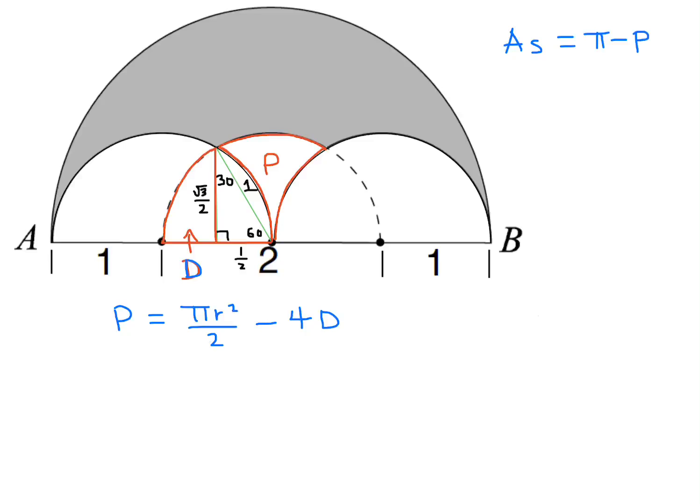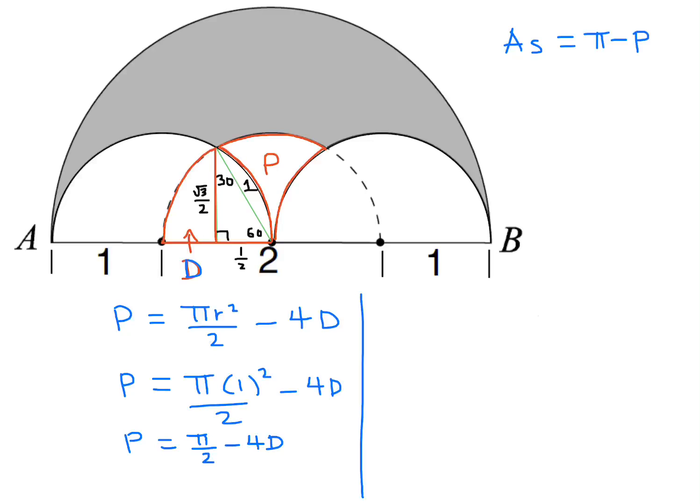So now we have to concentrate on figuring out D. So it's a multiple step problem. First, let's just figure out P as far as we can. The radius of this smaller semicircle is 1. So this just becomes pi over 2 minus 4d for P. All right. Now we get to figuring out D.